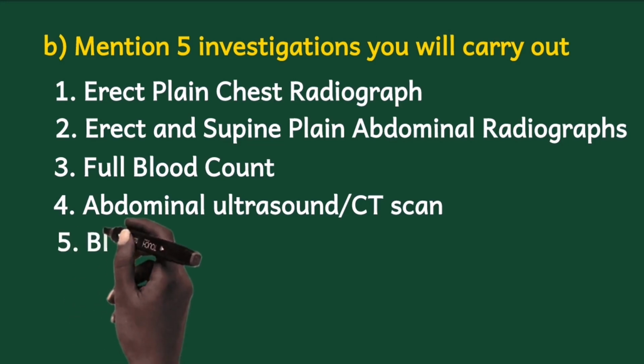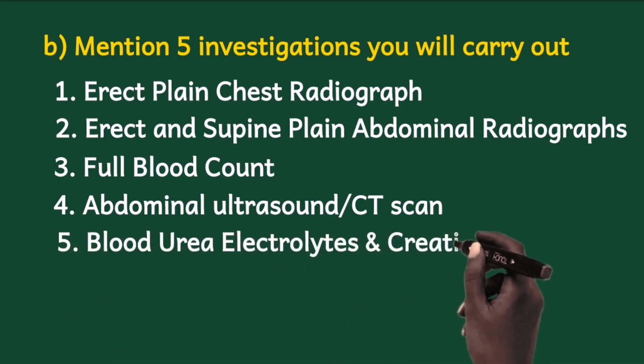Then we need to do a blood urea, electrolytes and creatinine for him, because if you are preparing him for surgery, we need to know his electrolyte balance and then his renal function. So quickly we need to run that for him. We need to do tests like sickling, HB electrophoresis if necessary, but sickling is enough. Then we need to do urine RE for him as well.